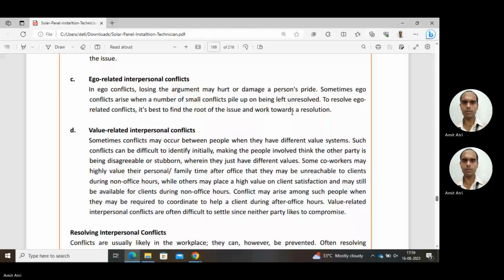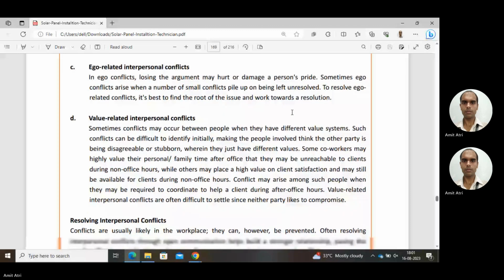Value-related interpersonal conflicts are often difficult to settle since neither party likes to compromise. If a person is spending time with his family, he won't easily agree to leave his family and work for the client. Similarly, a person who is giving priority to the client won't be easily convinced to let the other person spend time with his family.